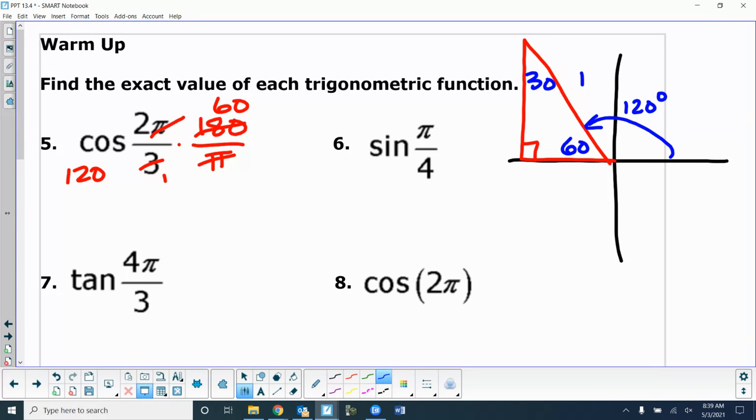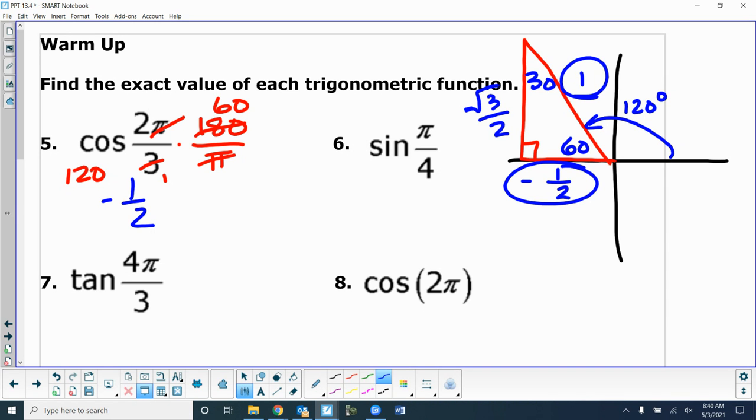What's the hypotenuse always on the unit circle? 1. Opposite the 30 then is half as long. Since I'm in the second quadrant, that's a negative 1/2. Right? And then opposite the 60 is the short leg, opposite the 30 times the square root of 3. And it's positive because we're in the second quadrant, that y value is positive. So to find the exact value then, you just take the cosine, which is adjacent over hypotenuse. Anything divided by 1 is itself. So that answer is negative 1/2 for number 10.